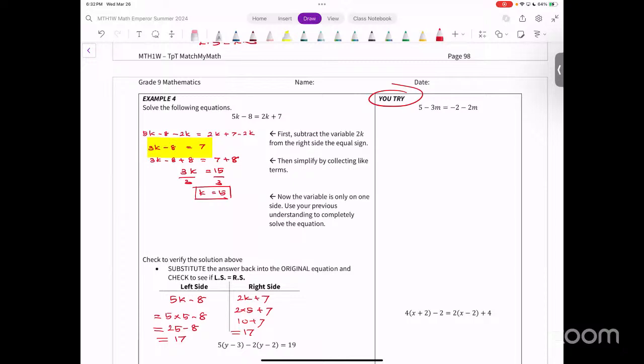How come, man? You want to get rid of the minus 2m. What is the opposite operation for subtraction? Addition. But which operation are you doing? But it's subtraction. Okay, let's see. Akshara, can I see your work? Where's your head now, Akshara?